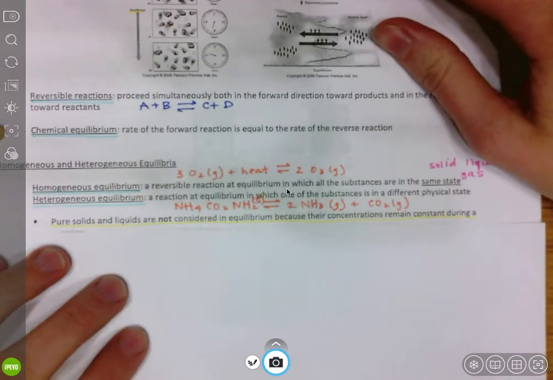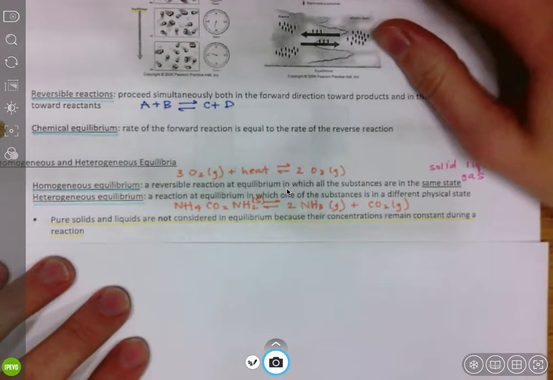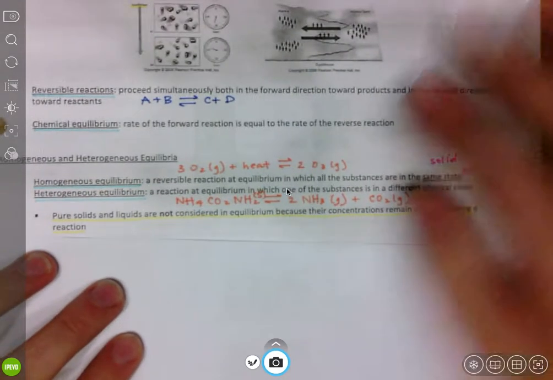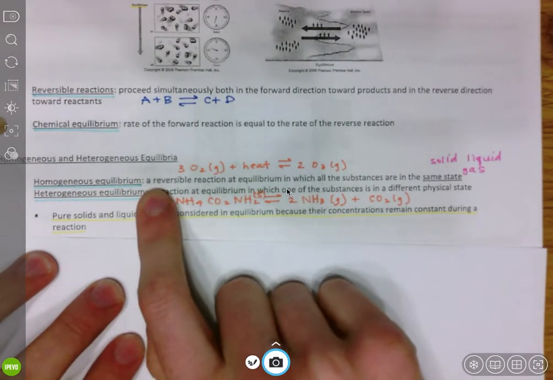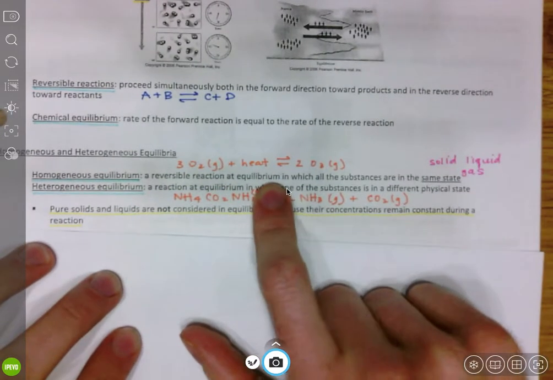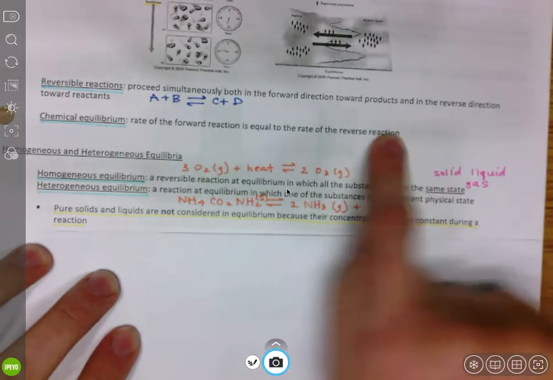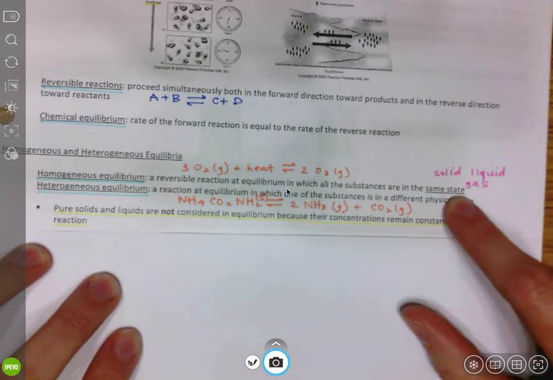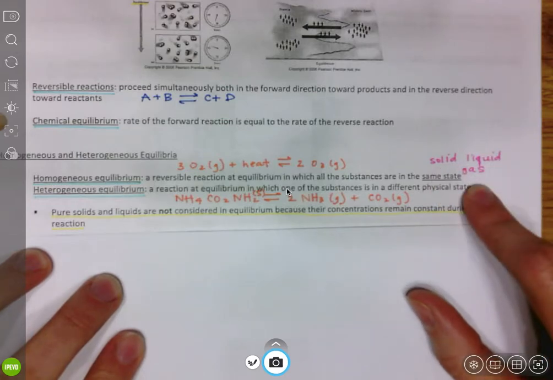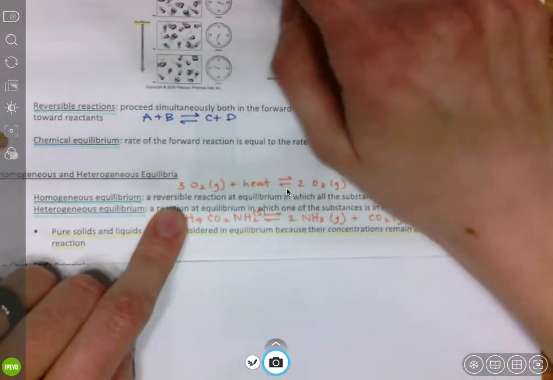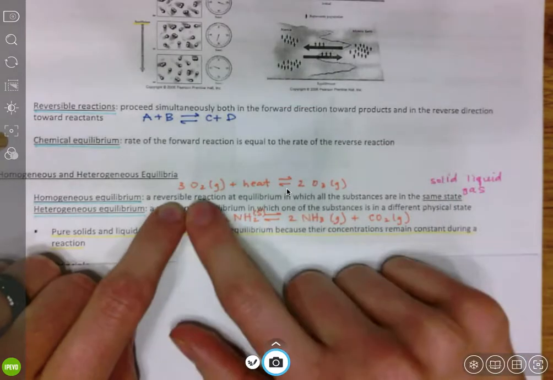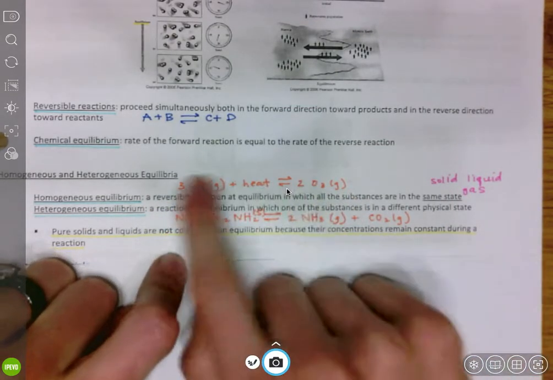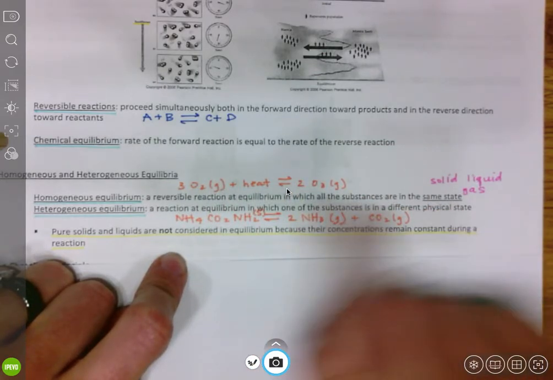Okay, so we got homogeneous and heterogeneous equilibrium. Homogeneous equilibrium is a reversible reaction at equilibrium, so equal forward and reverse rates, in which all the substances are in the same state. By same state, we're talking about physical state: solid, liquid, gas. Our example here is ozone at the top of this page. We have gas ozone, and we're producing a gas. So we're keeping the same state, gas, gas.